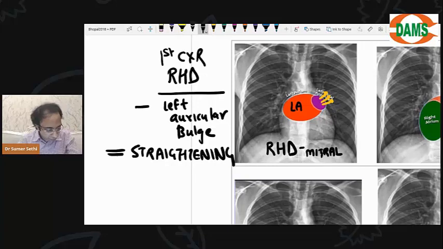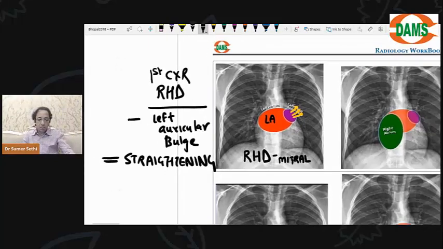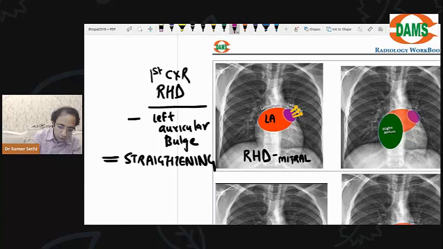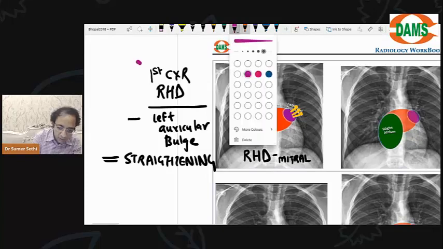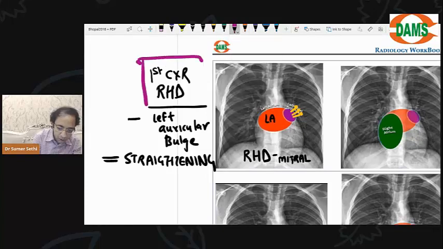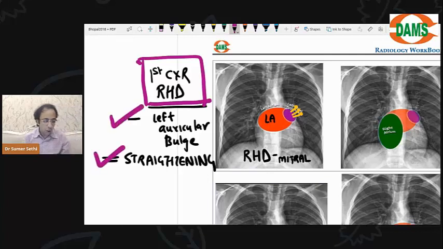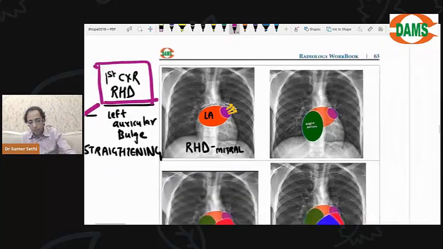Have you ever heard of this before? Remember, whatever COVID-19 findings I have told you are all CT findings. We've only talked about CT findings. Because chest X-ray is not sensitive enough to pick up those findings, we usually pick them up on a CT scan. So the first X-ray finding of rheumatic heart disease is left auricular bulge leading to straightening of the heart border.